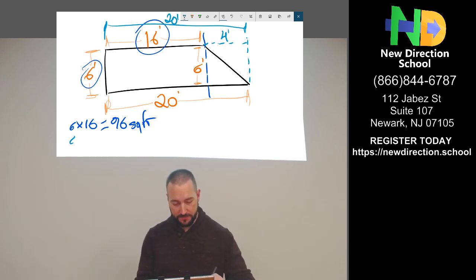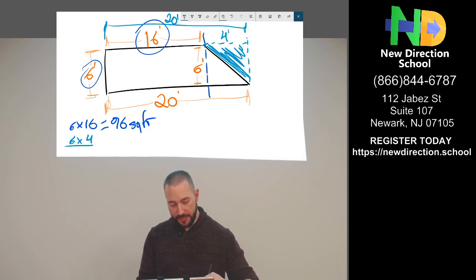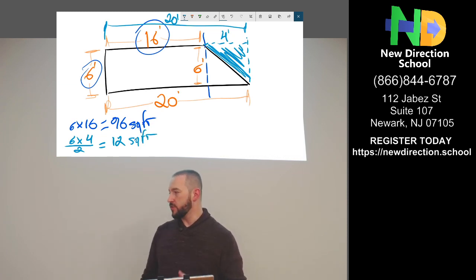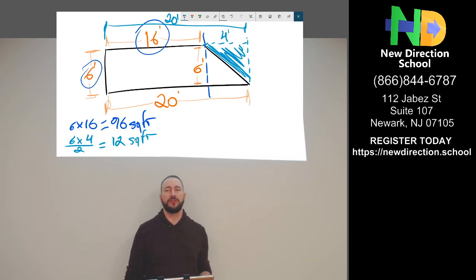Now we have two numbers. We have 6 times 4. But a triangle is half, isn't it? So width times length divided by 2. And that's 12 square feet. So we were able to figure out the two separate areas. One is 96 square feet, the other one is 12 square feet.